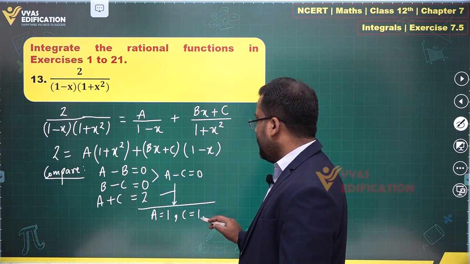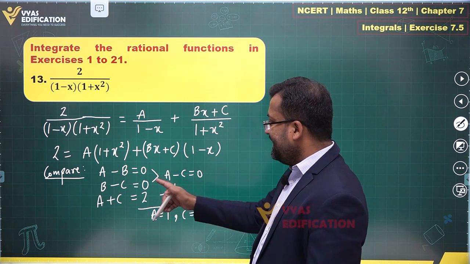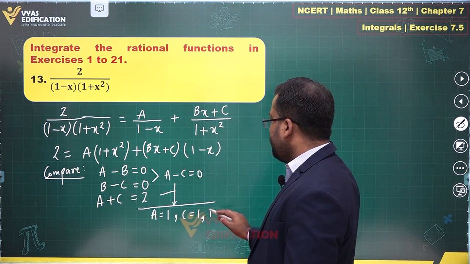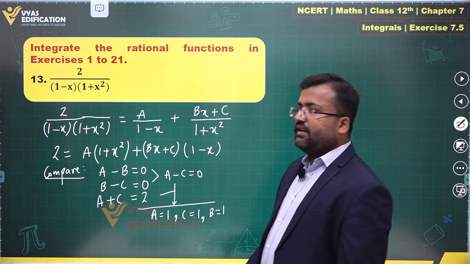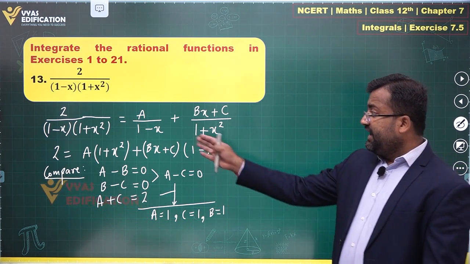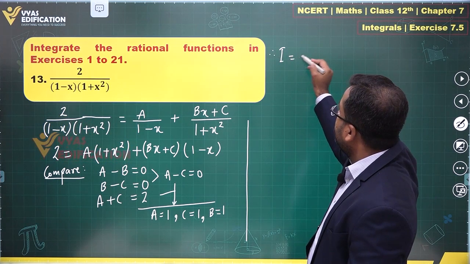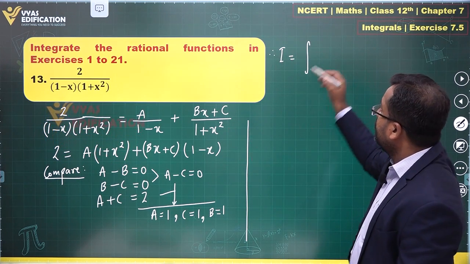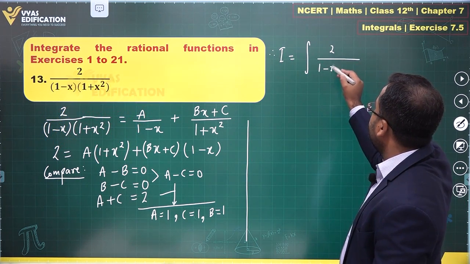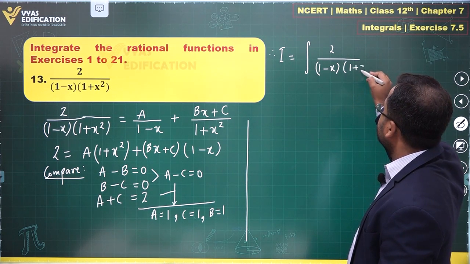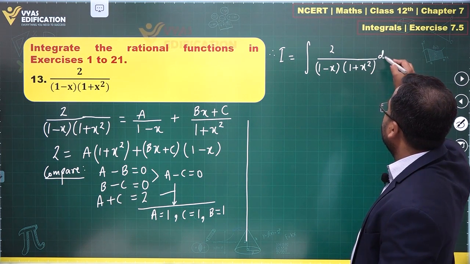C will be equal to 1 because a is equal to c, and b is also equal to c. So b will be equal to 1 as well, right? That's what you get from this complete solution. So the partial fractions, therefore integral I will be equal to what? That was 2 upon (1 minus x) times (1 plus x square), and from here what do I get?